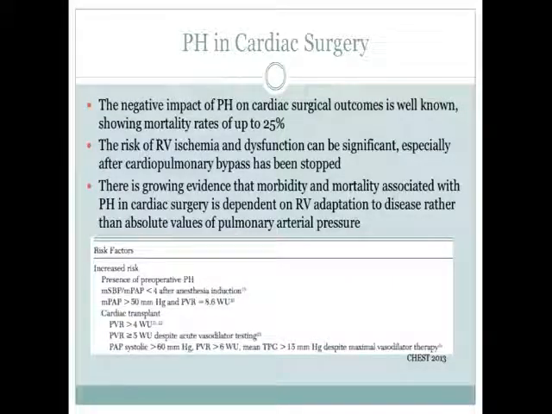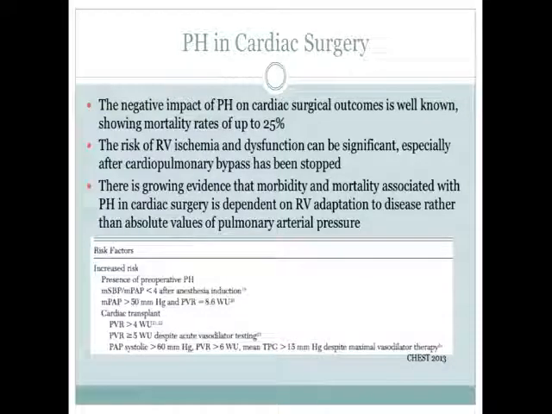In terms of cardiac surgery, the negative impact of PH is a bit more well known, and there have been mortality rates up to 25% that have been quoted. And again, there are a few different causes that can result in this perioperative morbidity and mortality, but the risk of RV ischemia and dysfunction seems to be a significant factor, especially when coming off cardiopulmonary bypass.